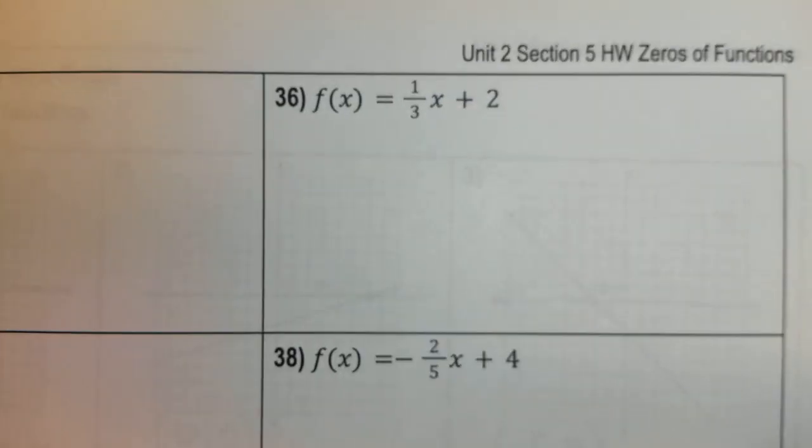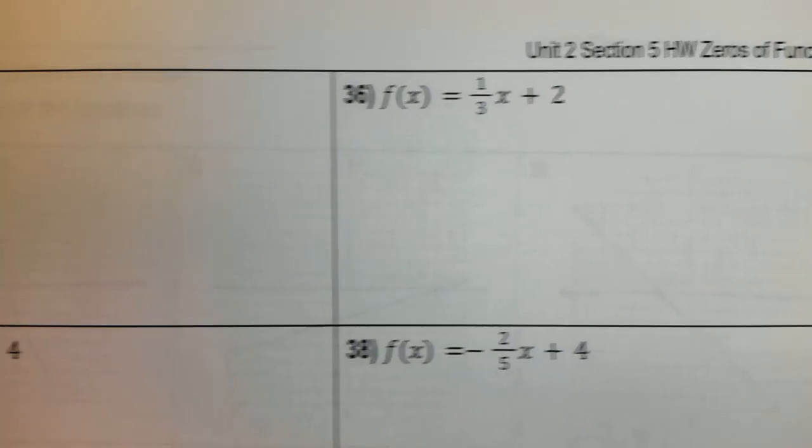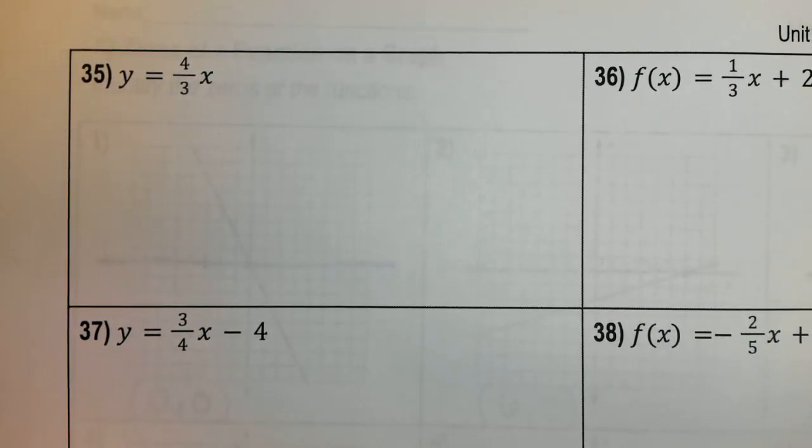All right, this is the Unit 2, Section 5 homework, and this is the last page. You should be excited. This is number 35 through 44. So again, we are still solving for the zeros of each function algebraically, so now we don't have a graph. And we're just going to do the same two steps as we always have.